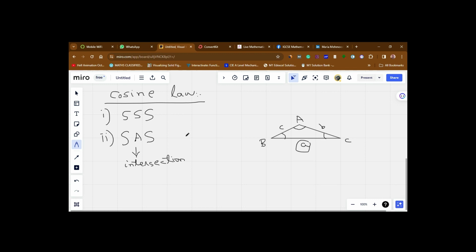Okay, what is the cosine law? Let me just write down here. If I say that I need to find this side, and c and b are given to me, and this interior angle A is given to me, what is going to be the cosine law? There's a full derivation out there, but I'm not going to discuss this right now. I'm just going to focus on the formulas. Okay?